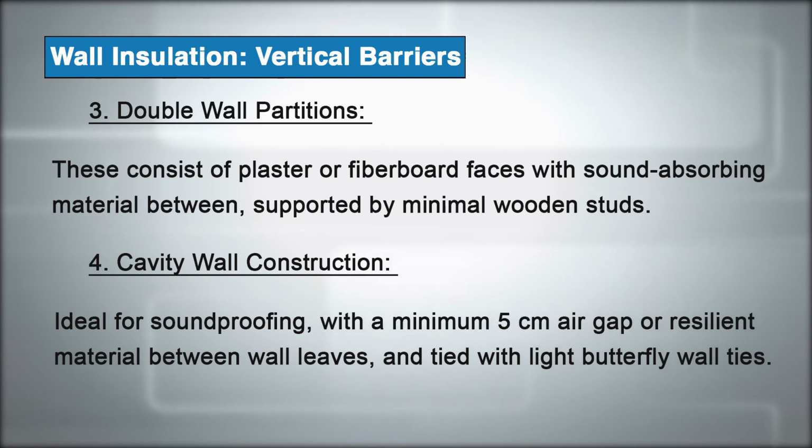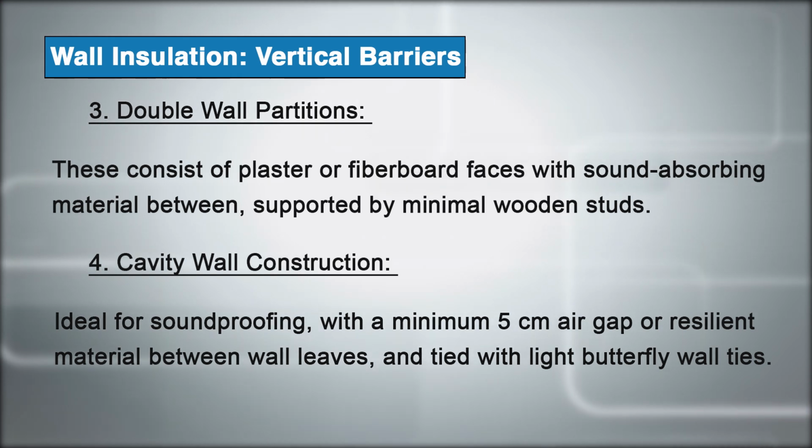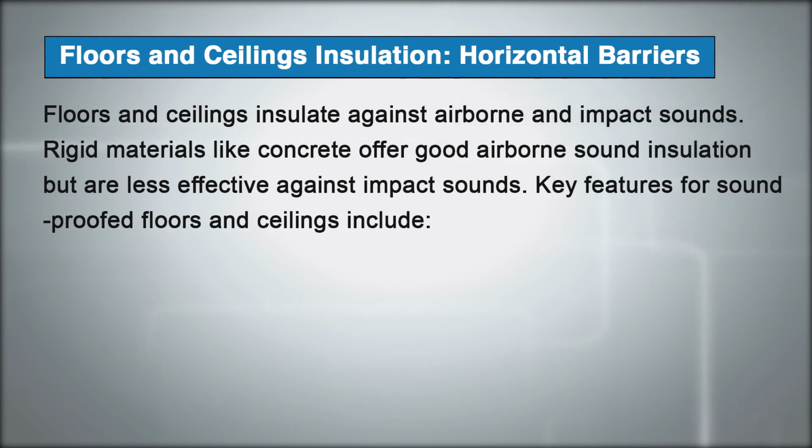Next is cavity wall construction. It is ideal for soundproofing with a minimum 5 cm air gap or resilient material between wall leaves, tied with light butterfly wall ties. Now we will discuss some horizontal barriers that include floors and ceiling insulation. Floors and ceilings insulate against airborne and impact sounds.